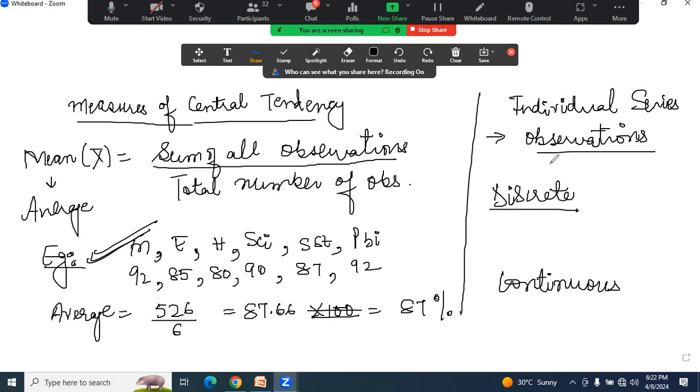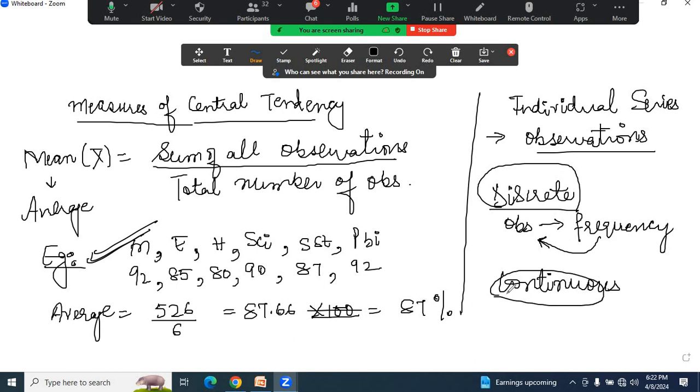In discrete series we have observations along with their frequency. Frequency means how many times that observation is occurring or repeating. In continuous series we have class intervals. In class interval we can say from 0 to 10 marks, there were 5 children. From 10 to 20 marks, there were, for example, 7 children. From 20 to 30 marks, we have 18 children. So this becomes continuous series when we have class intervals and frequency.